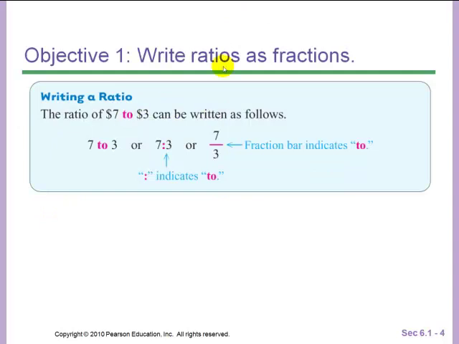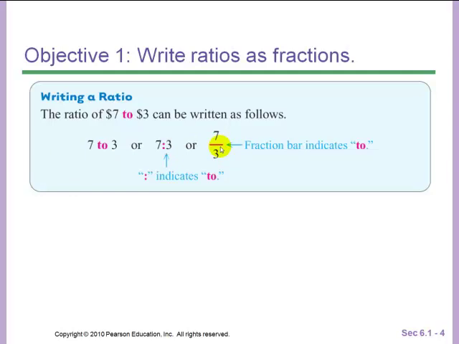A ratio can be written in several ways. For example, the ratio of 7 to 3 can be written as 7 to 3, or 7:3, or 7/3. In all cases, we actually read them as 7 to 3. But these are the three different ways you can write the same ratio.